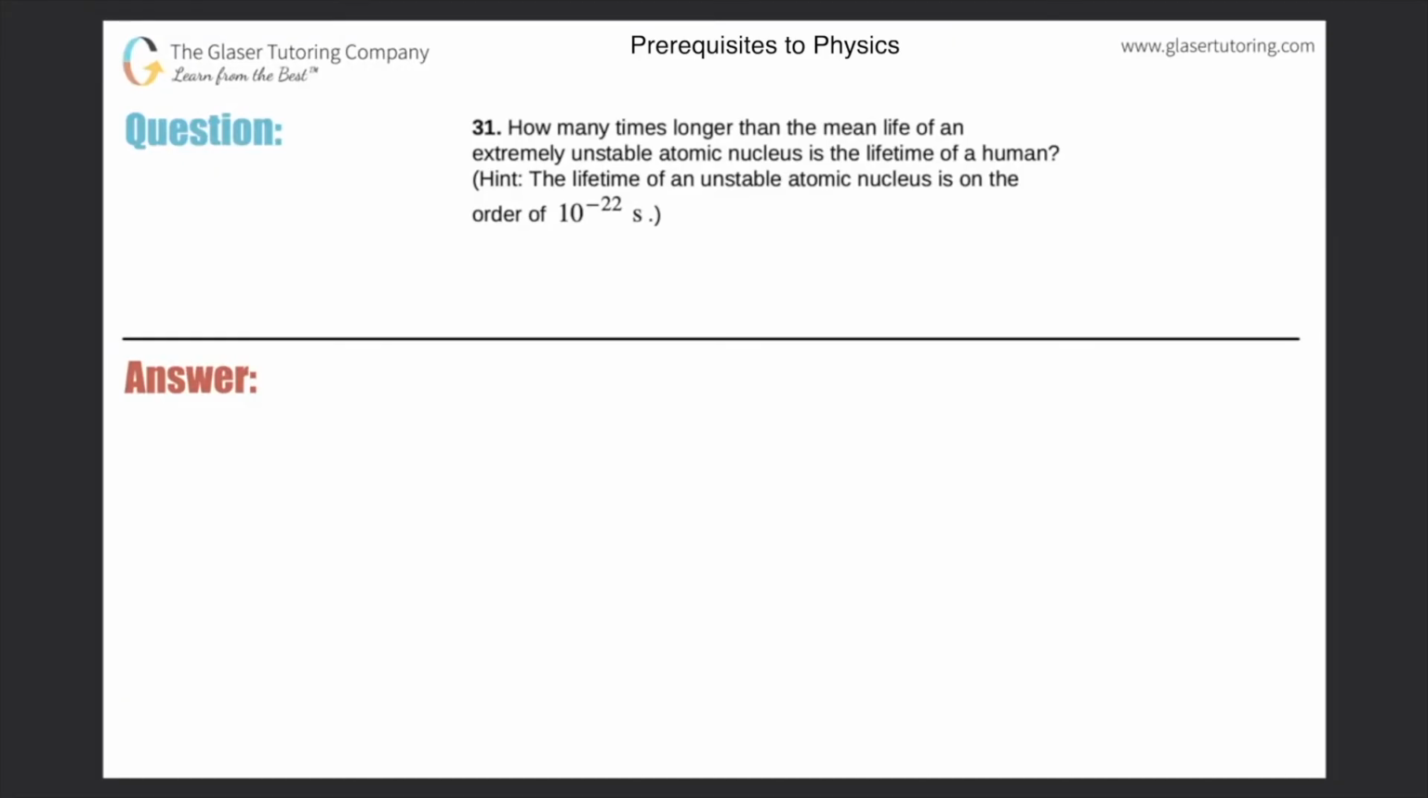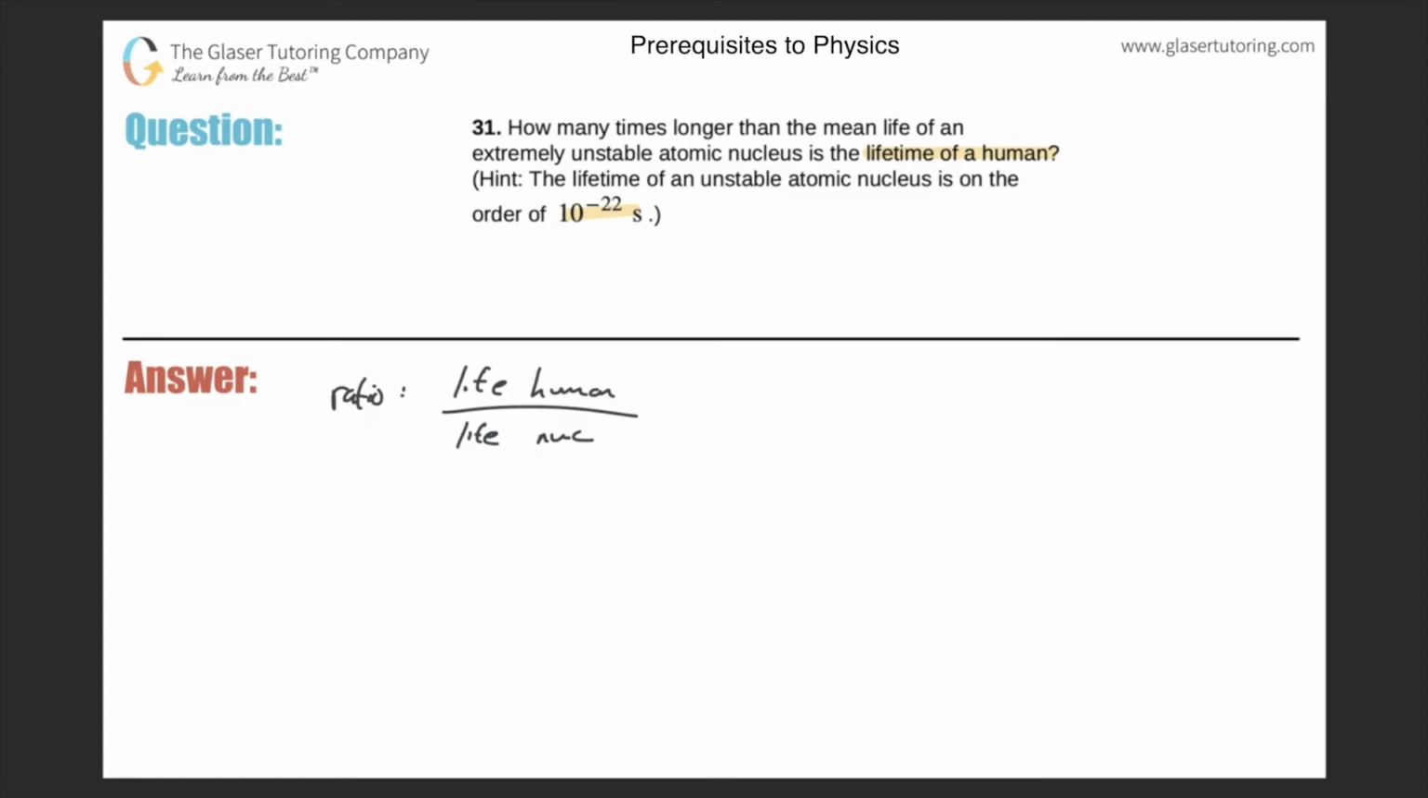Number 31. How many times longer than the mean life of an extremely unstable atomic nucleus is the lifetime of a human? And they give us, now it says hint, right? They give us the lifetime of the unstable atomic nucleus, and it's on the order of 10 to the negative 22 seconds. Okay, so basically in this problem, what we're trying to do is we're trying to find a ratio. Okay, we're trying to find the ratio of the lifetime, I'll call it life of a human, to the lifetime of an unstable nucleus.